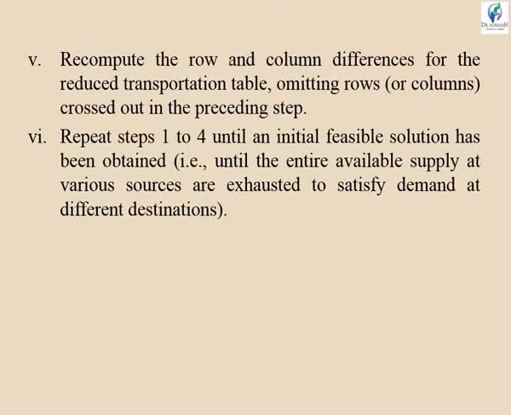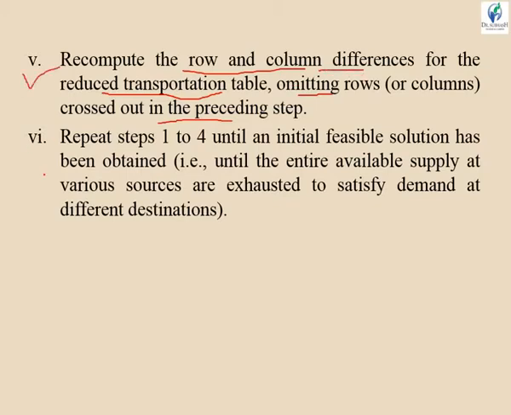Next step, recompute the row and column difference for the reduced table, omitting rows and columns crossed out in the preceding step. So in the previous step, when you find rows or columns that were crossed out, you do not need to draw them in the next step. That row or column will be omitted, and again calculate the row and column difference for the new reduced table. Again you will have to calculate the penalties.